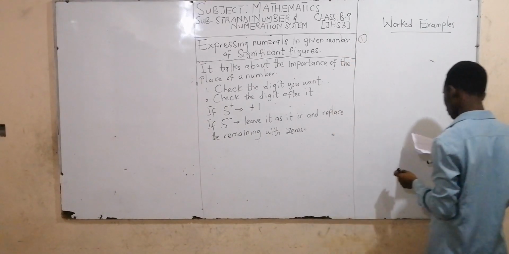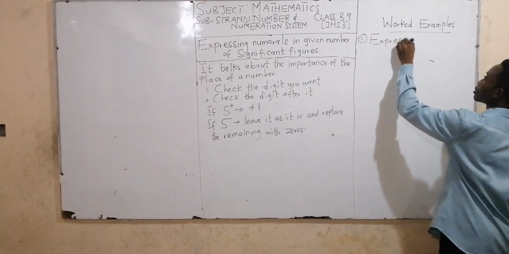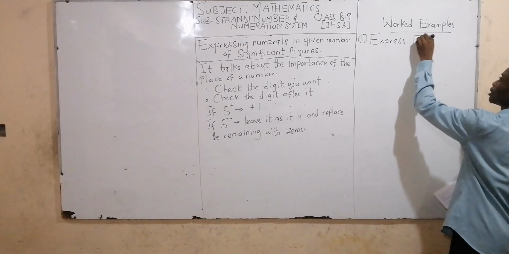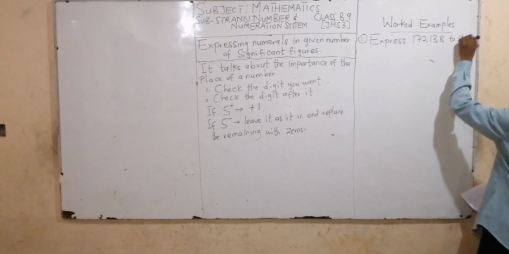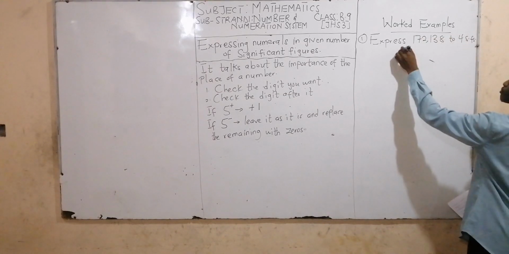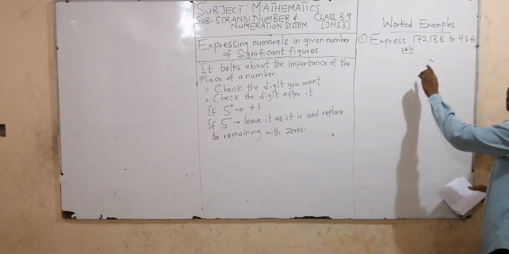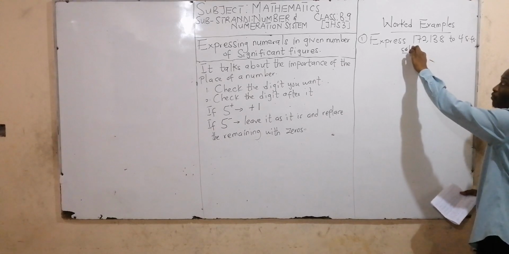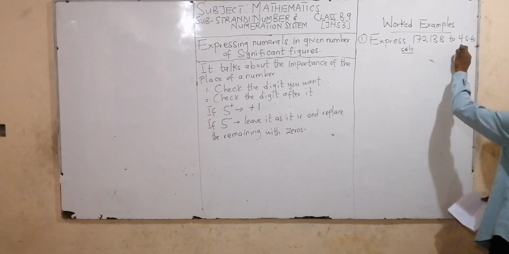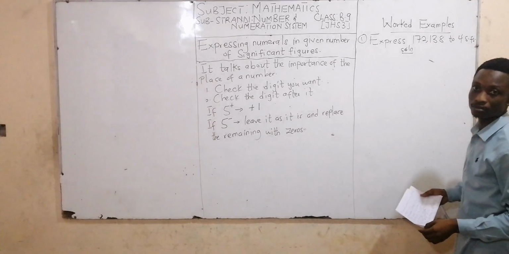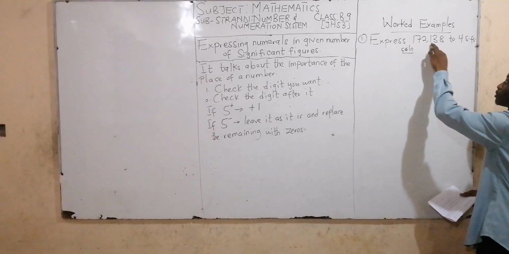Example 1. Express 172,138 to 4 significant figures. So let us identify the significant figures. My first significant figure is 1, followed by 7, followed by 2, 1, 3, and 8. To leave it in 4 significant figures, I'm going to choose the 4th significant figure. So that is 1, 2, 3, 4.